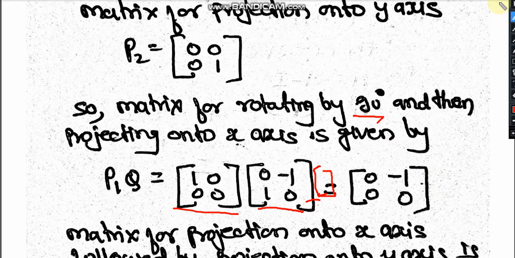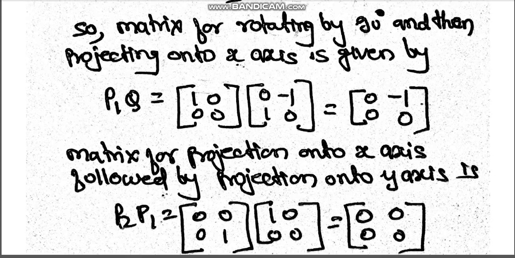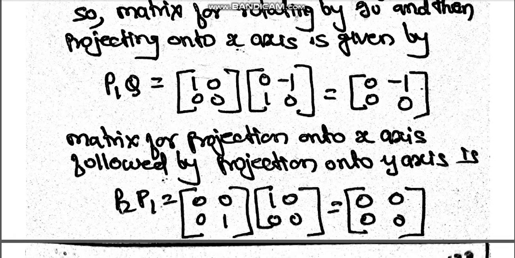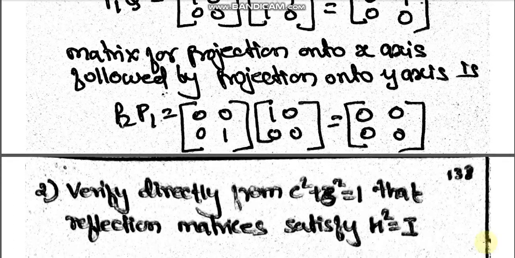So next, what was asked? Matrix for projection onto the x-axis followed by the projection onto the y-axis. So you know the matrix for projection onto the y-axis is this matrix and for the x-axis is this. If you multiply, you get 0, 0, 0, 0. So what is that? That is nothing but projecting twice. You are projecting first onto the x-axis and then again onto the y-axis. So you get 0, 0, 0 at the origin. You get it back. Okay.